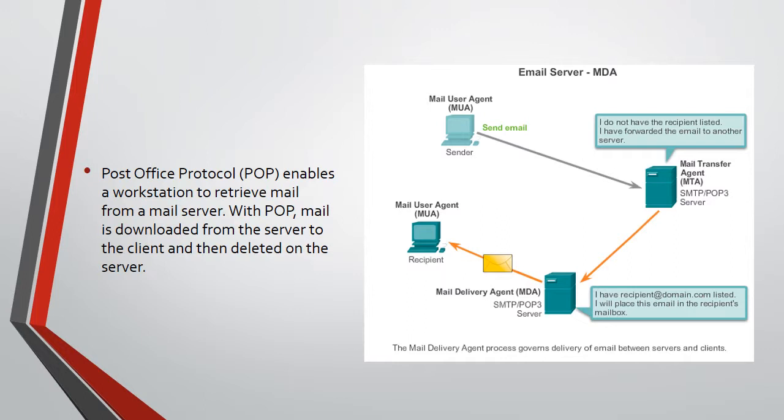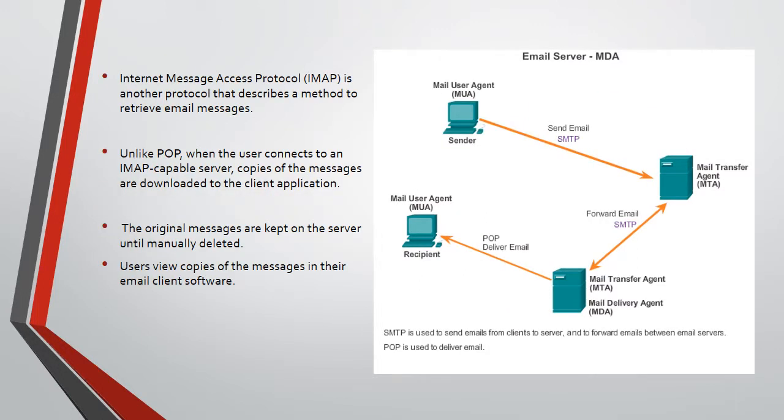With POP, mail is downloaded from the server to the client and then deleted from the server. Internet Message Access Protocol (IMAP) is another protocol that describes a method to retrieve email messages. Unlike POP, when the user connects to an IMAP-capable server, copies of the messages are downloaded to the client application. The original messages are kept on the server until manually deleted. Users view copies of their messages in their email client software.